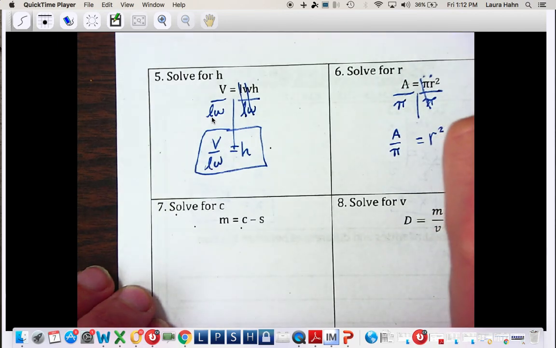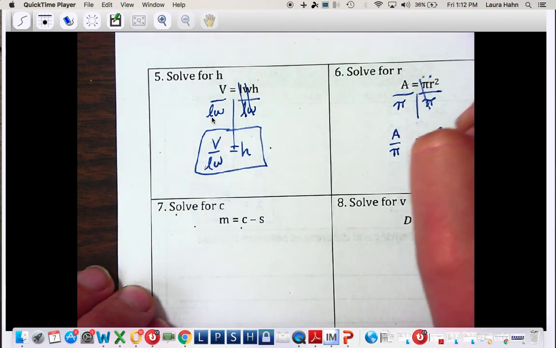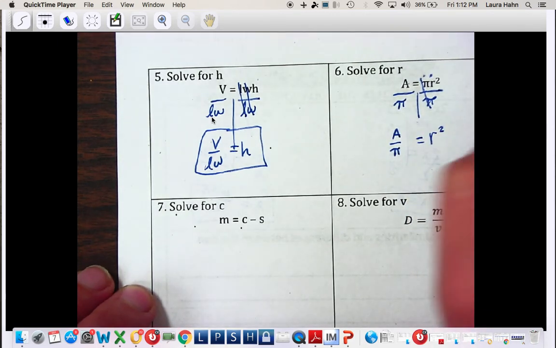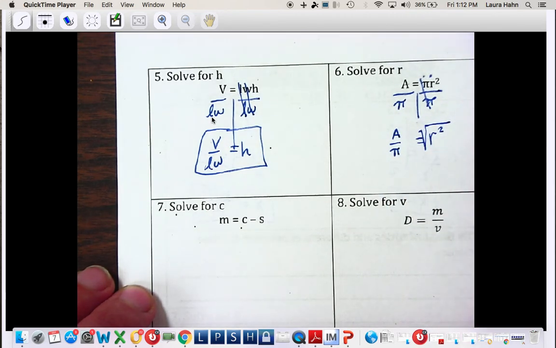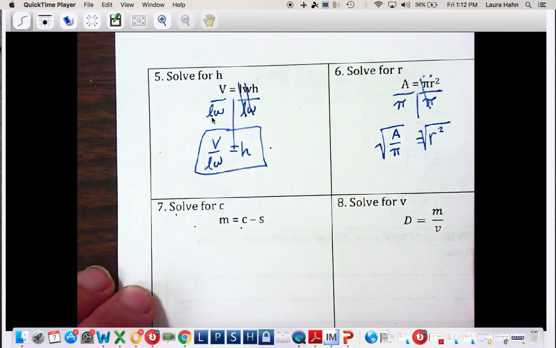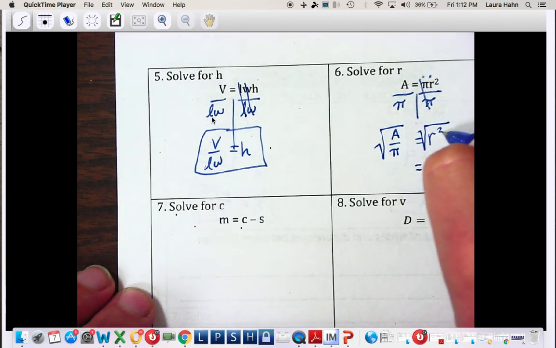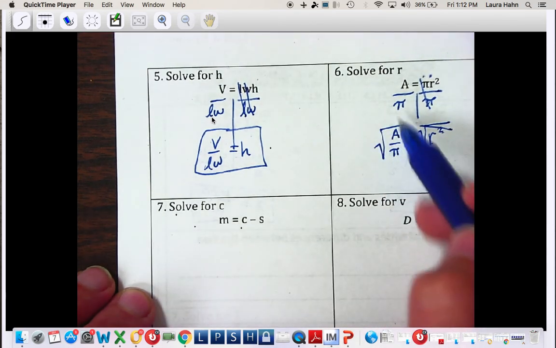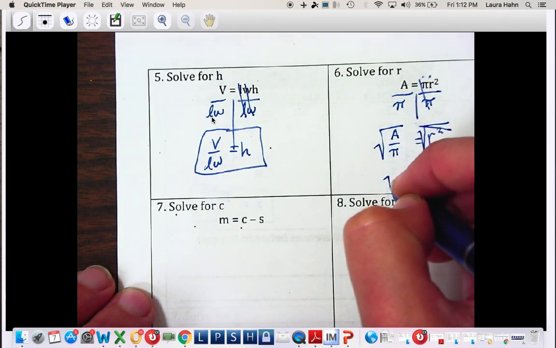Okay, R is not by itself, it has the square on it. So we probably won't do this very often, but I do want to show you an example of what this would be like. The opposite of a square is a square root. This is the square root symbol. If I square root one side, I have to do it to the other. Since a square and the square root are opposites, they cancel each other, so the R will fall down all alone. I can't do anything with this side, so that drops down exactly as I see it.